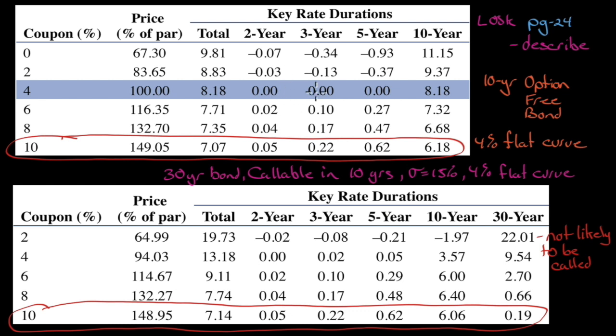So let's get to the point that we want to do now. Now that we understand what we're looking at, let's look at a callable bond. This table down here comes from a 30-year bond. This just goes up to a 10-year, but this goes to a 30-year bond.